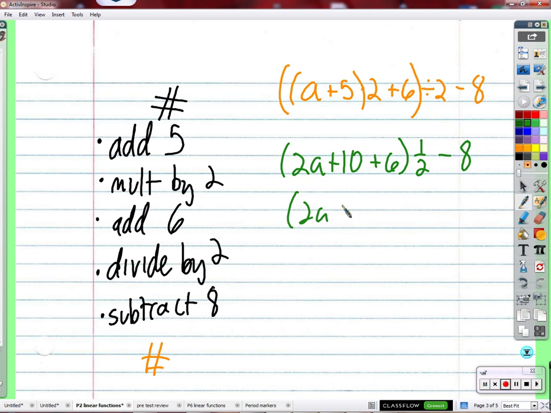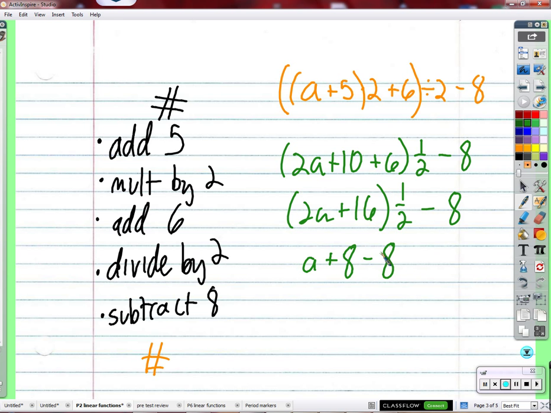So I have 2a plus 16 times 1 half minus 8, right? And here, just like before, we can do what with the 1 half? Distribute it, 1 half to the, so what's 1 half times 2 times a? 1a, which is, we can just call it a, right? 1 times a, it's just a, you don't have to write 1 times a. 1 half times 16? 8.